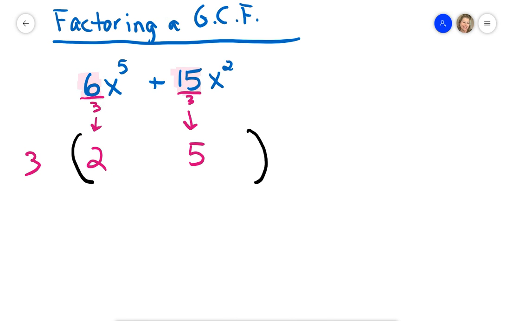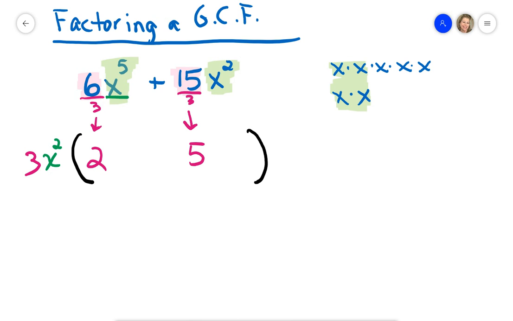Okay, but now I've got variables. So what I have is an x to the 5th here and an x to the 2nd there. Now x to the 5th is really x times x times x times x times x. And x to the 2nd is x times x. Basically what they have in common is x times x, which is x squared. So the most I can factor out for the variables is an x squared, okay?